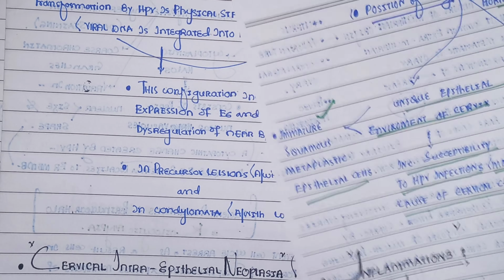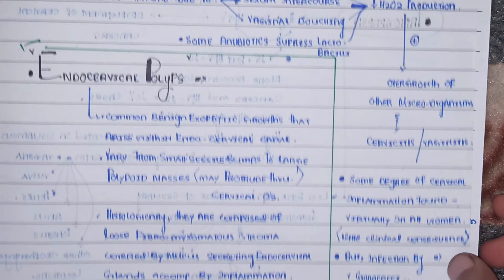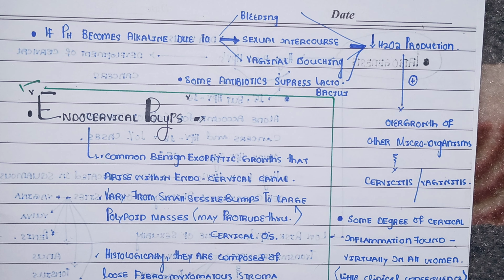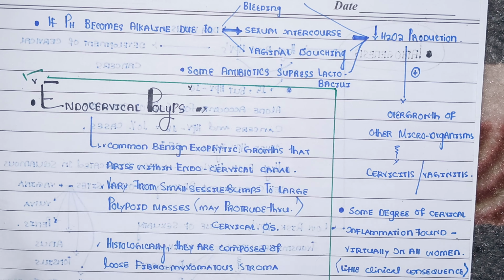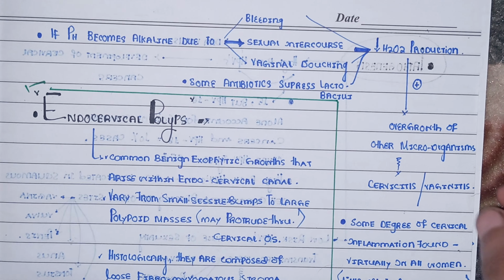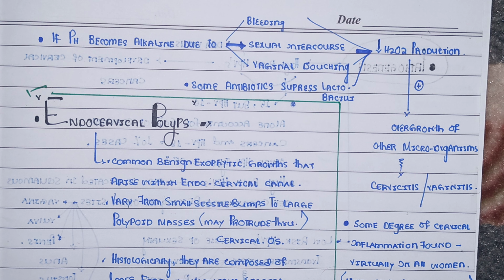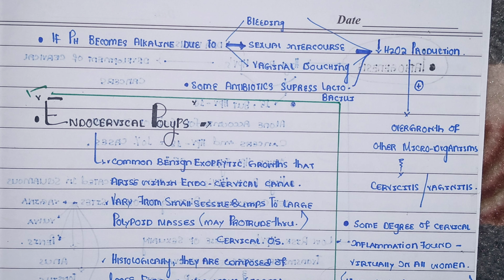Then, beta, if I take you here, you can see that if the pH becomes alkaline, due to whatever reasons, it can be the bleeding, sexual intercourse, or the vaginal douching, or due to some antibiotics that suppress the lactobacilli, there will be decreased H2O2 production by the bacteria. This will allow the overgrowth of other microorganisms that will cause the infection and inflammation of the vaginal and the cervical mucosa. Okay, that will lead to the cervicitis and the vaginitis.